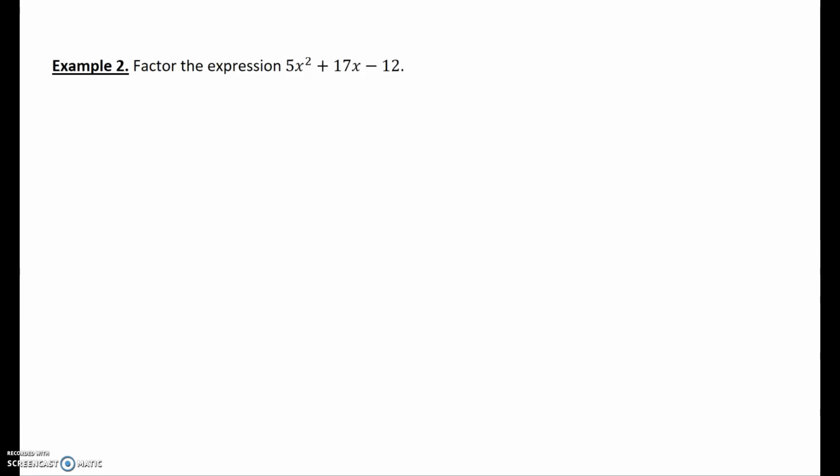Hello, this is example number 2 on factoring complex trinomial expressions. In this case, the expression is 5x squared plus 17x minus 12. To begin, we think about labeling each of these numbers as A, B, and C. You don't have to think of it that way, but those are the letters used to identify the 3 different positions.